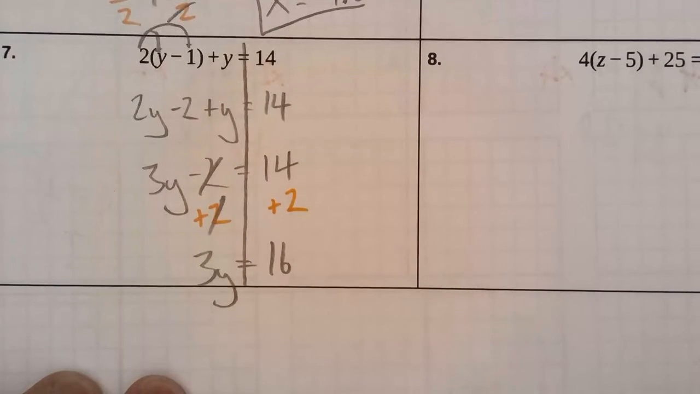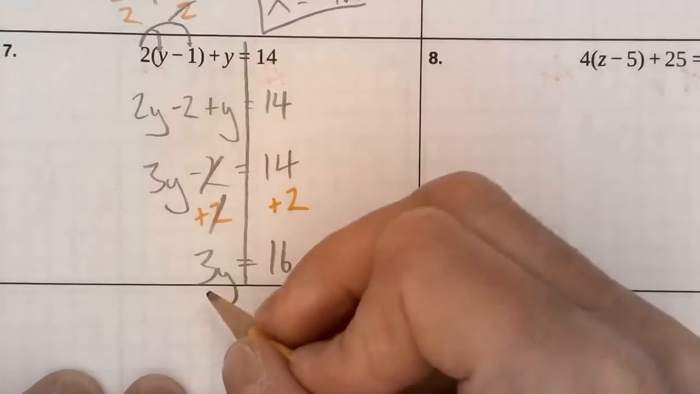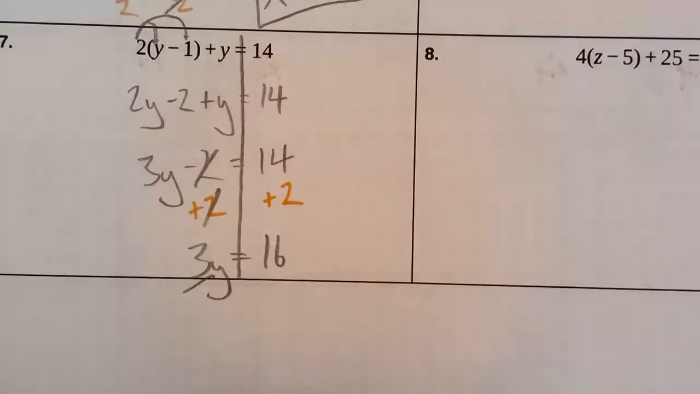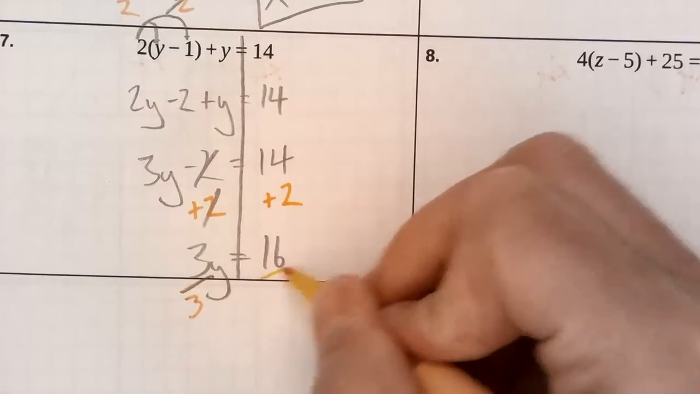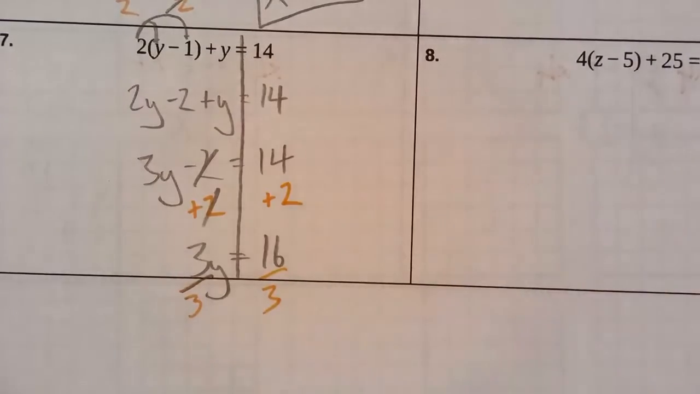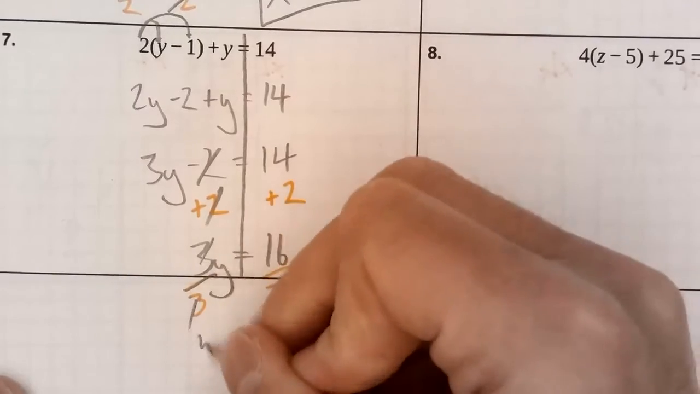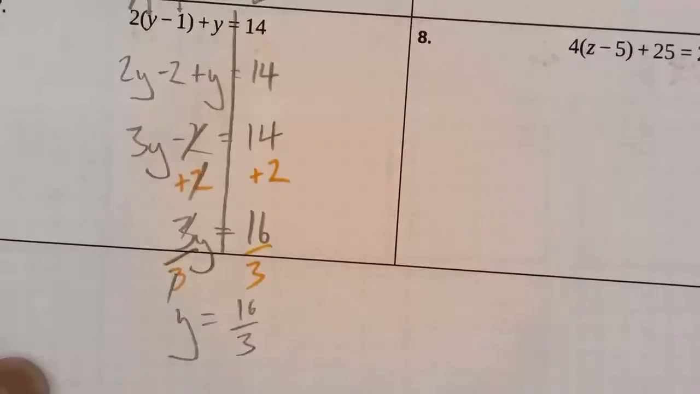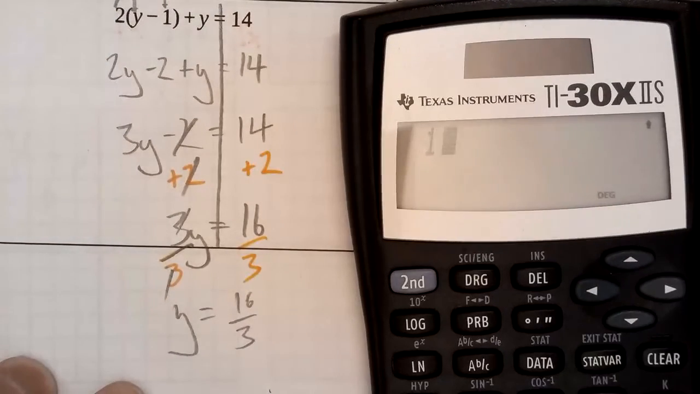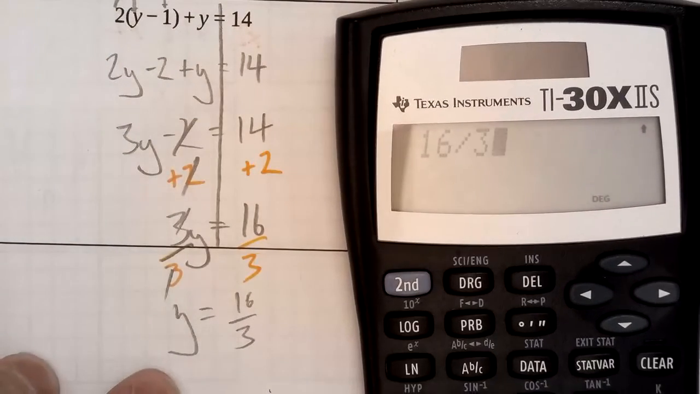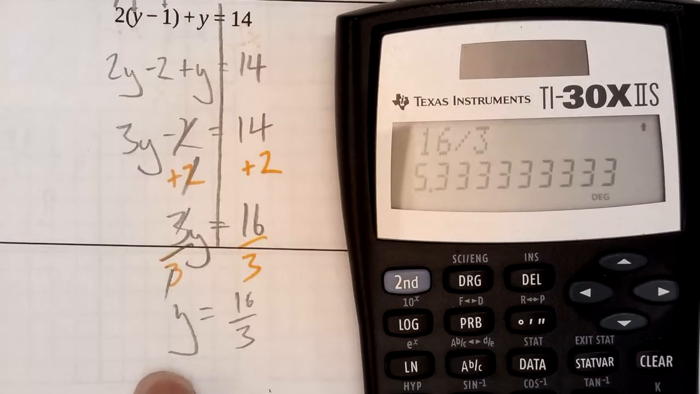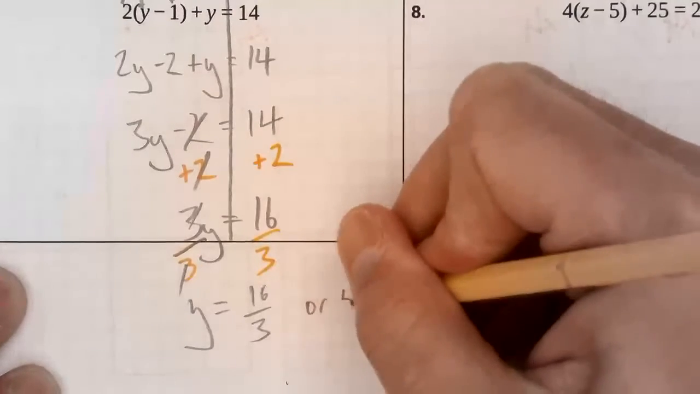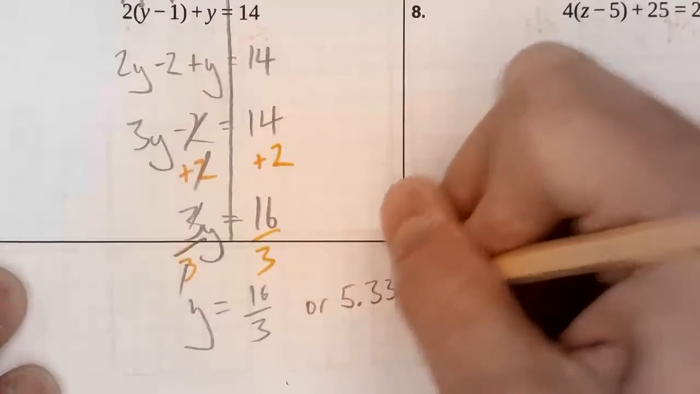Very interesting. Let's divide both sides by 3. Divide by 3. And I get a cancel here. Cancel, cancel. Y is equal to 16/3, which as a fraction, 16 divided by 3 is 5.3 repeated. So as a decimal, this would be 5.3 repeated, or 5.333.